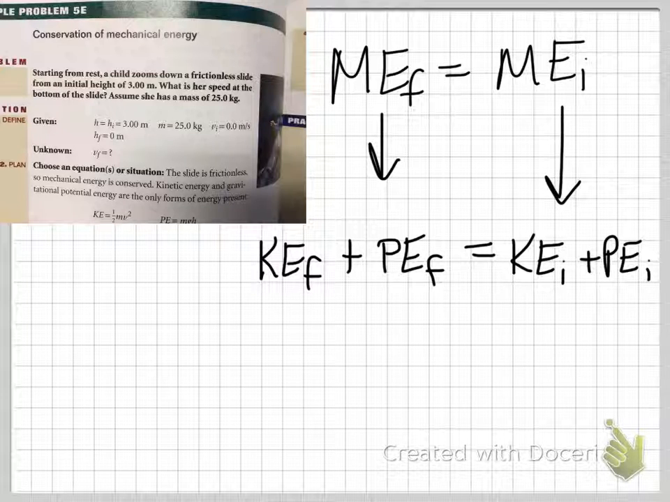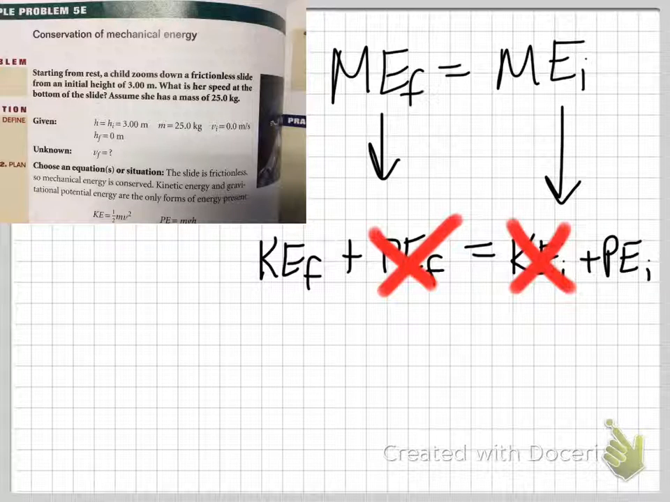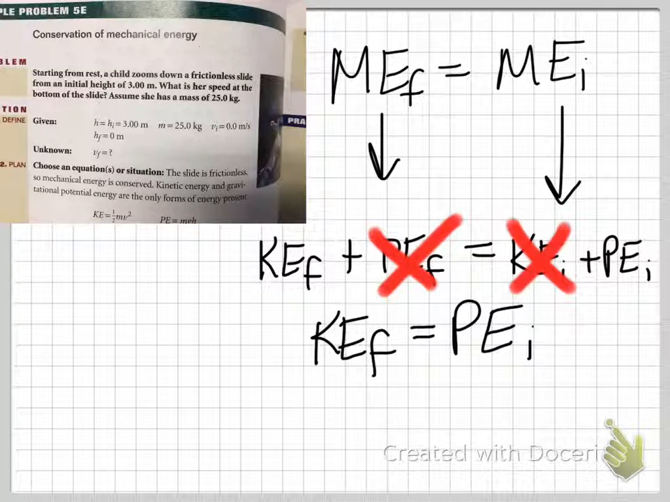Now, in most of the problems that we're going to do, one of those things zeroes out on each side. So when she's at the top of the slide getting ready to slide down, does she have any kinetic energy? Nope, she's sitting still. So that goes away. When she is feet on the ground, does she have any potential energy due to gravity? We didn't say there was a bungee on the kid. So what we find in this case is that KE final equals PE initial.